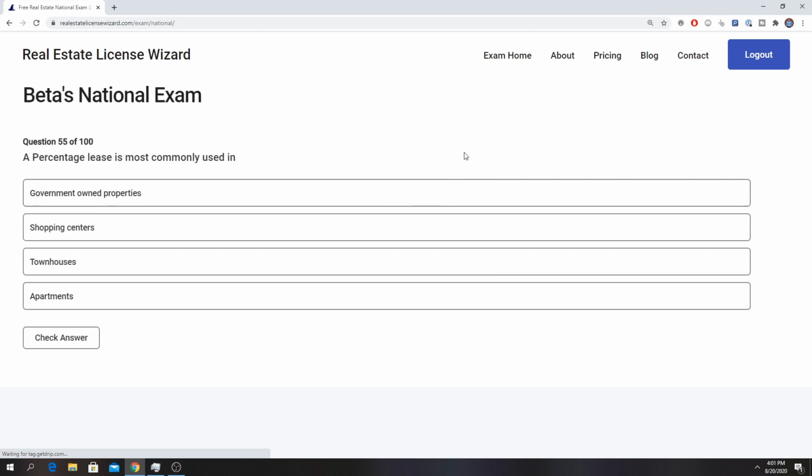All right. 55. A percentage lease is most commonly used in government-owned properties, shopping centers, townhouses, or apartments. So I'll give you guys an opportunity to think that one over. Okay, so this is kind of a tricky one.